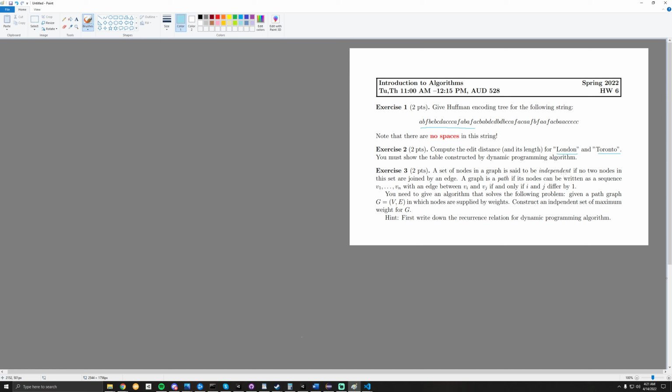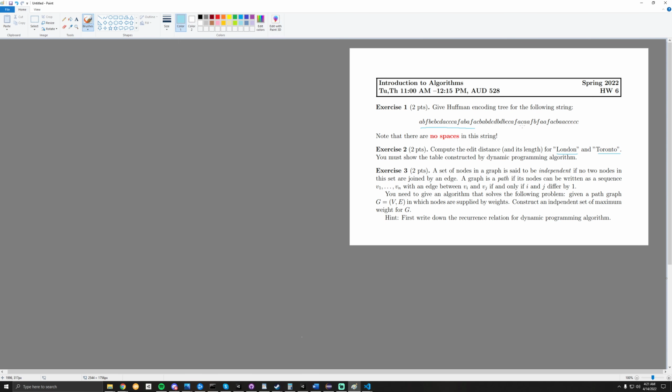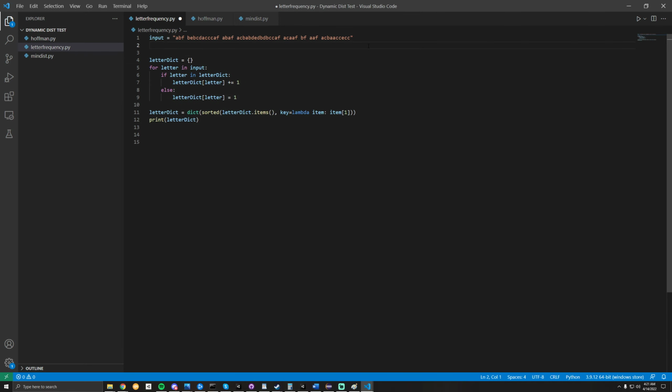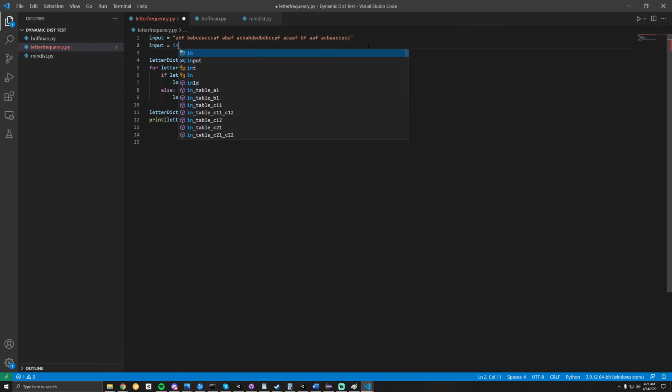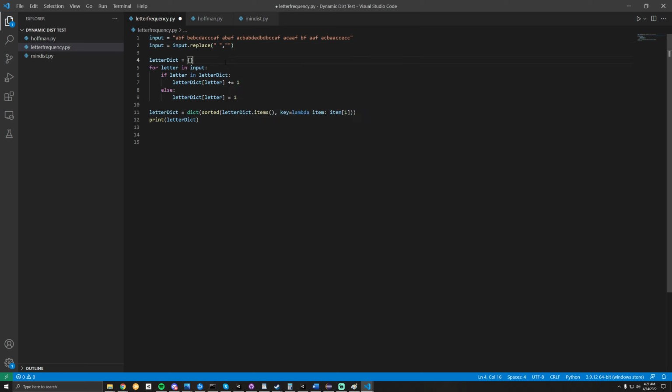And since it's quite easy to miscount, I copied this and I'm going to paste it in here. We can see though that we've got blank spaces even though he said no spaces. So in Python it's pretty easy to get rid of it. We'll just do input.replace and we'll replace all of our blank spaces with nothing.